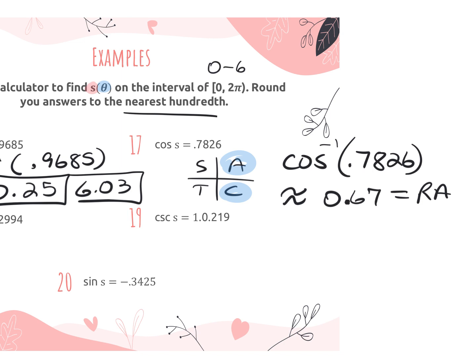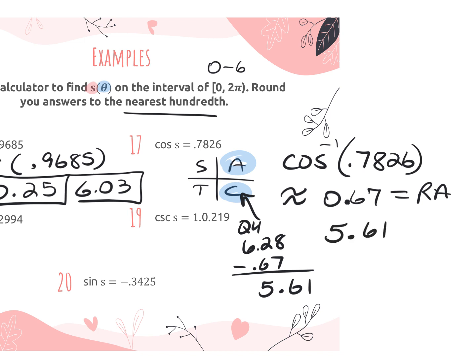Now to get the second answer for quadrant number 4, we take 2 pi, so 6.28, and we're going to subtract 0.67. Once we do that subtraction, we get 5.61. So the other angle measure is 5.61. So S is equal to 5.61 and 0.67. So these are your two answers, one from quadrant 1, one from quadrant 4.